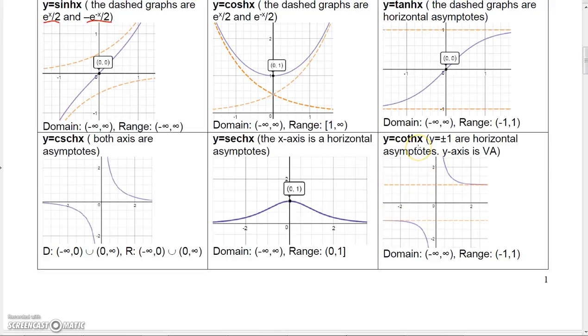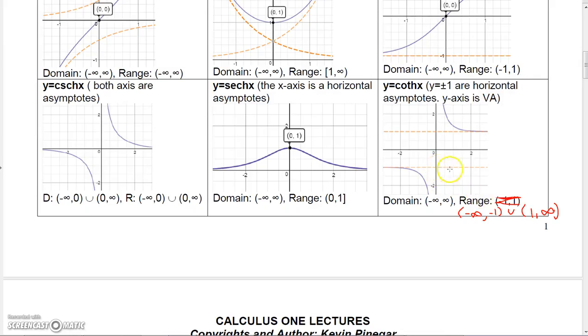And then the hyperbolic cotangent, y equals plus or minus 1 are horizontal asymptotes here, and so the domain would be all real numbers, but the range is actually, let's see, actually I've got this wrong. The range is everything outside of -1 to 1. Because actually you can see there's not even a graph between y equals -1 and 1, so it's everything from -infinity to -1, and then from +1 up to infinity. So that would be the range of those functions.